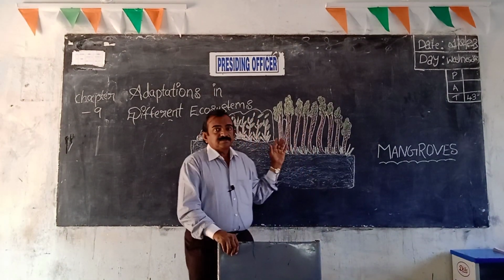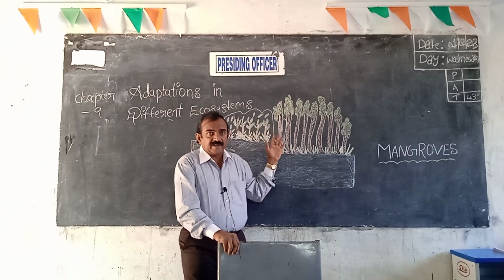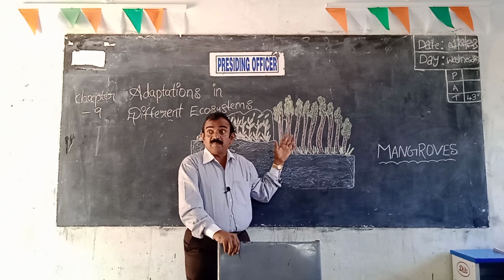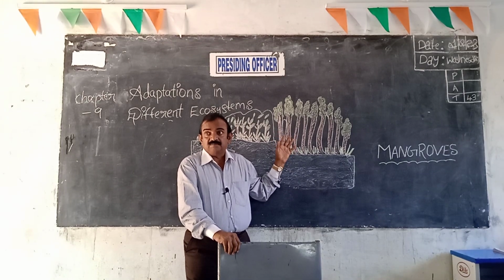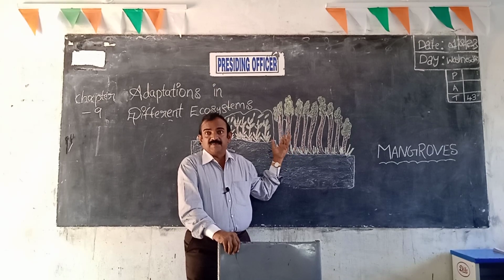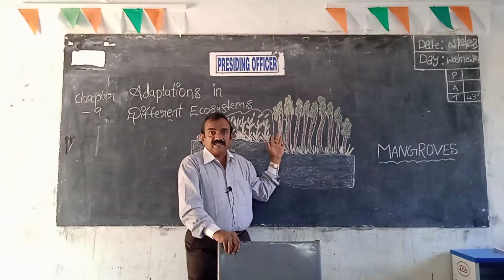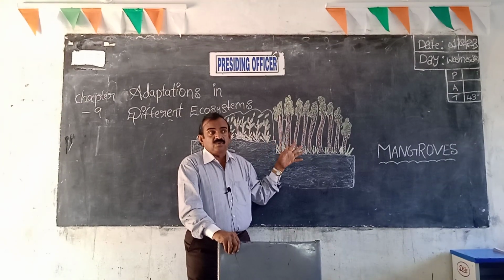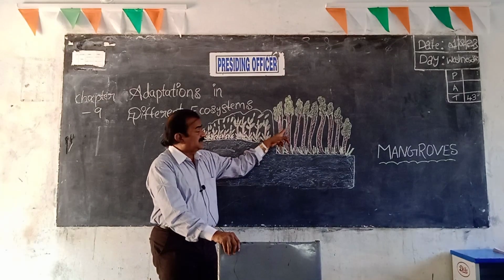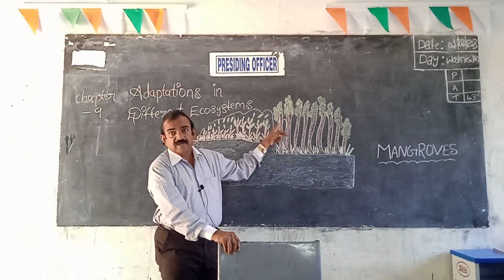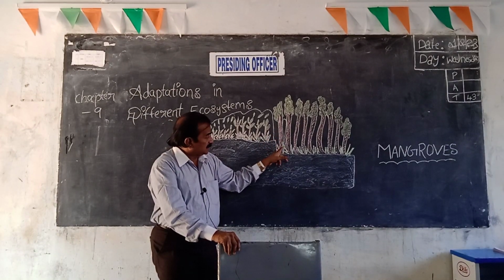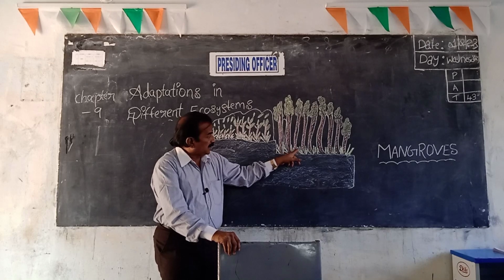Here you see, this is mangrove forest, and it is a very thick forest. Sundarbans is the biggest mangrove forest in India, and it is a habitat for many animals. This forest grows near the seashore where the river joins the ocean. Here you see the mangrove plants, and you see green colored structures, 1, 2, 3, 1, 2, 3, like that.